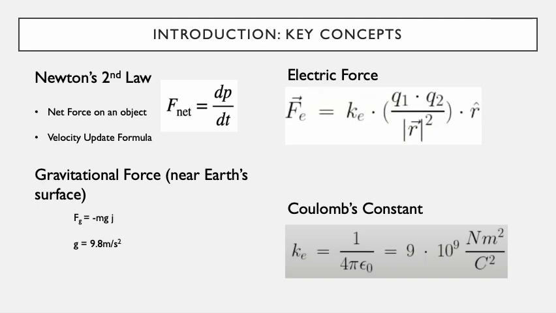So, an introduction, some key concepts we have are Newton's second law, where F net equals dp dt. The gravitational force equals negative mg in the j hat direction, where g is 9.8 meters per second squared. And then we have the electric force in the top right, where Q1 and Q2 are the charges of the particles, and Ke is Coulomb's constant.